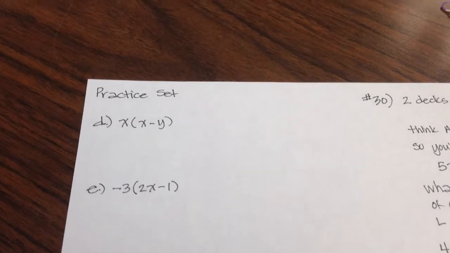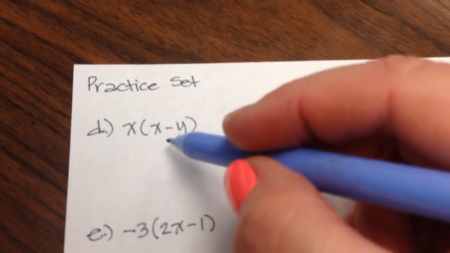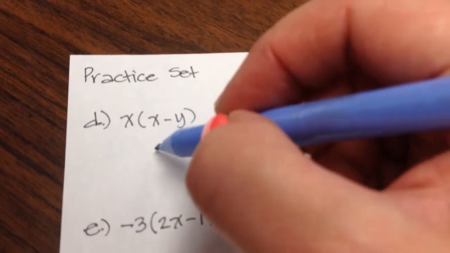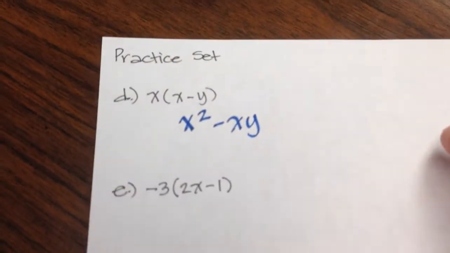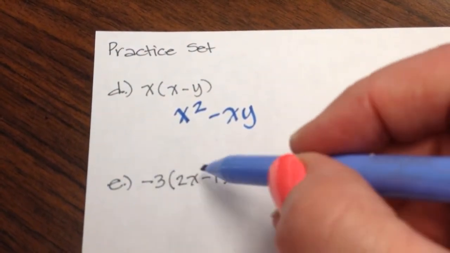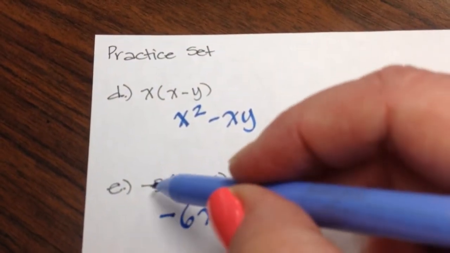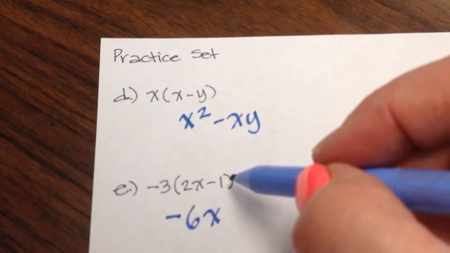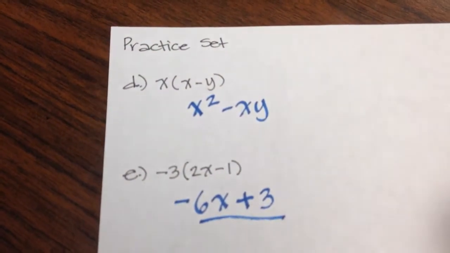All right, it's going to get noisy in here in a second, so let's hurry up. So we have x times (x minus y). So that's going to be x squared minus xy. Then we have negative 3 times (2x minus 1). So negative 3 times 2x is going to be negative 6x. Negative 3 times negative 1 is going to be positive 3. So I'm going to write that.